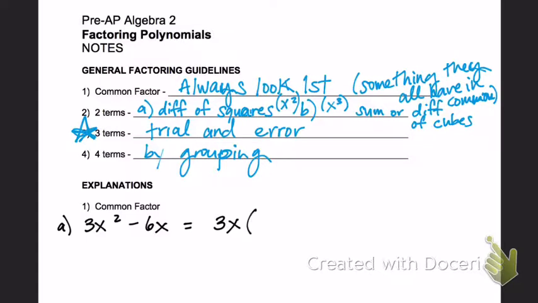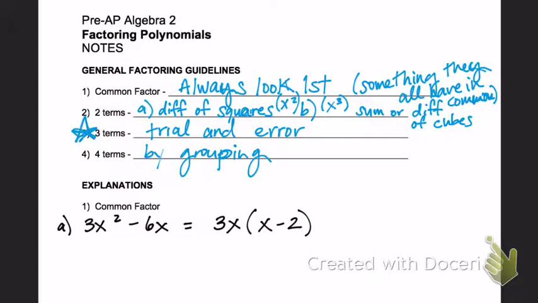Once I pull out a 3x, what am I left with? X minus 2. Good. From there, that is all that I can do. There is no more factoring that I can do. So when you just have a common factor, that means that you can't factor it anymore. You can only pull out a common factor.